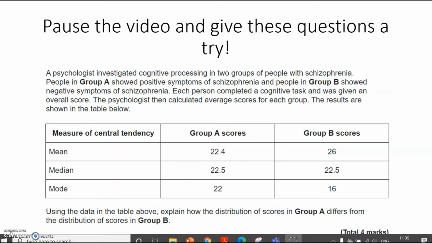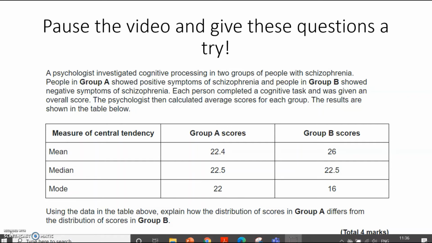But what you can see is you've got scores in group A, 22.4, 22.5, 22. Something should be sticking in your head there as you're looking at those scores. And then you've got group B, where you've got the mean at 26, the median at 22.5, and the mode at 16. Now looking at that data, I can see for group A, the mean, median, mode are basically in the same place. Whereas for group B, that's not the case. And I know that I've got my mean at 26, my median at 22, and my mode at 16.